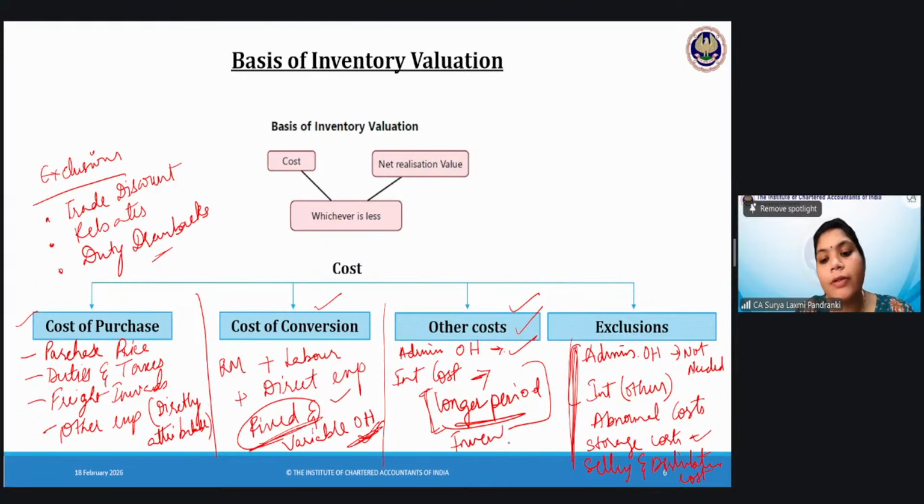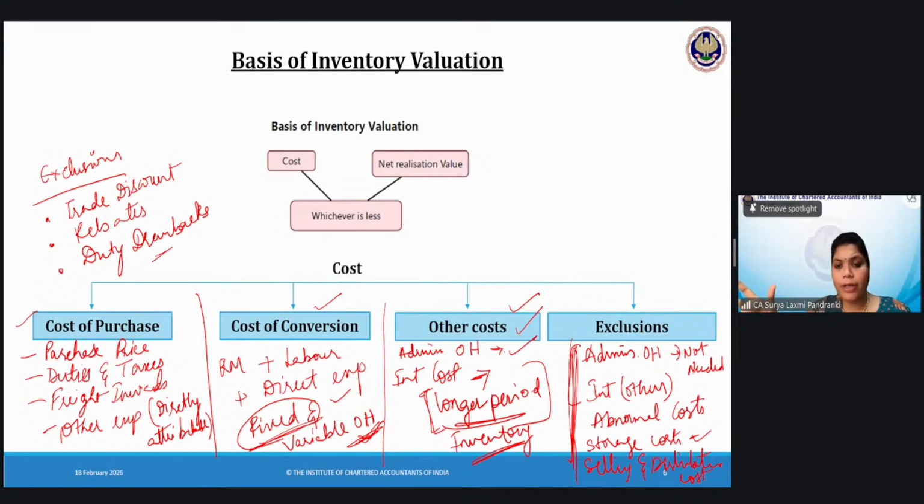This again comes with the standard on borrowing costs, where it is discussed in more detail. And exclusions, like I told you: any other admin cost is excluded. Any other interest cost is excluded. Abnormal costs are excluded. Storage cost, if it is needed, is included. If the product works without storage also, then it is excluded. Selling and distribution is anyway excluded. Right? So costs have 3 inclusions and 1 exclusion: purchase, conversion, other costs, with a few exclusions.